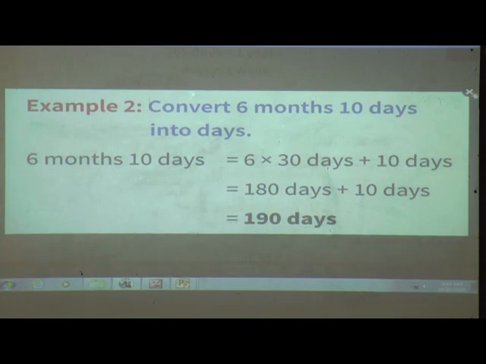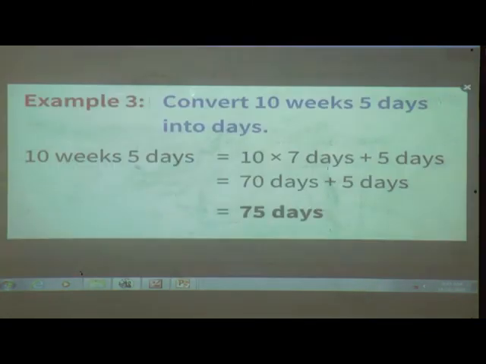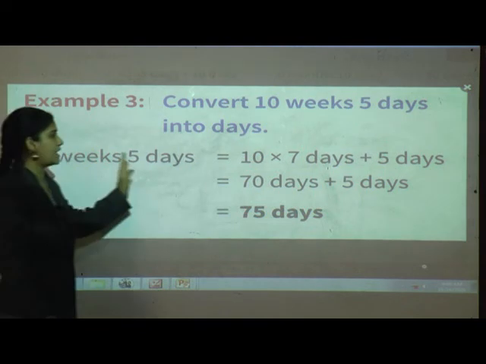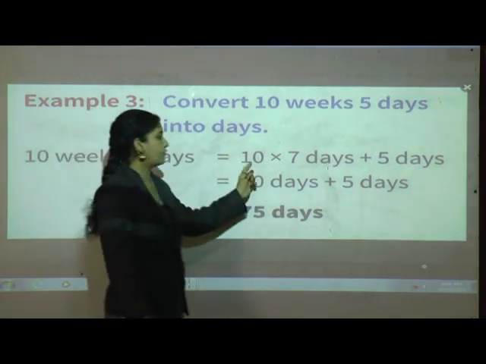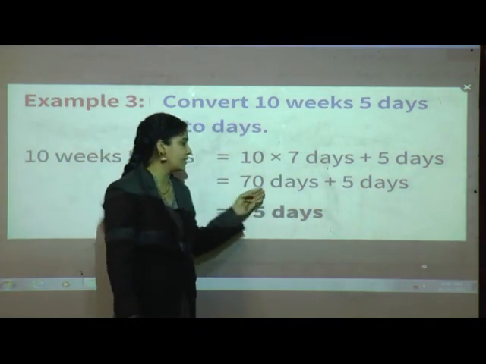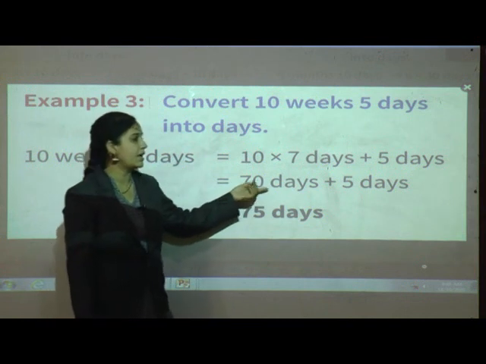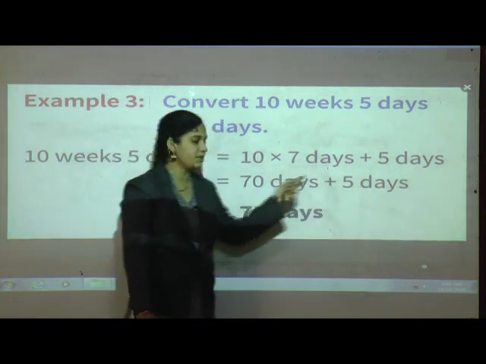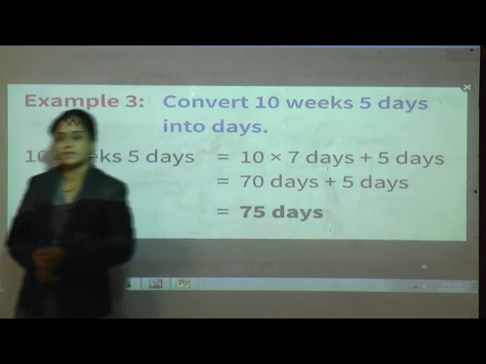So our next example here, convert 10 weeks 5 days into days. You know that 1 week is equal to 7 days. So just multiply 10 by 7 and add this 5. After multiplying 10 by 7, the answer is 70 and the remaining 5 days, that means 75 days.